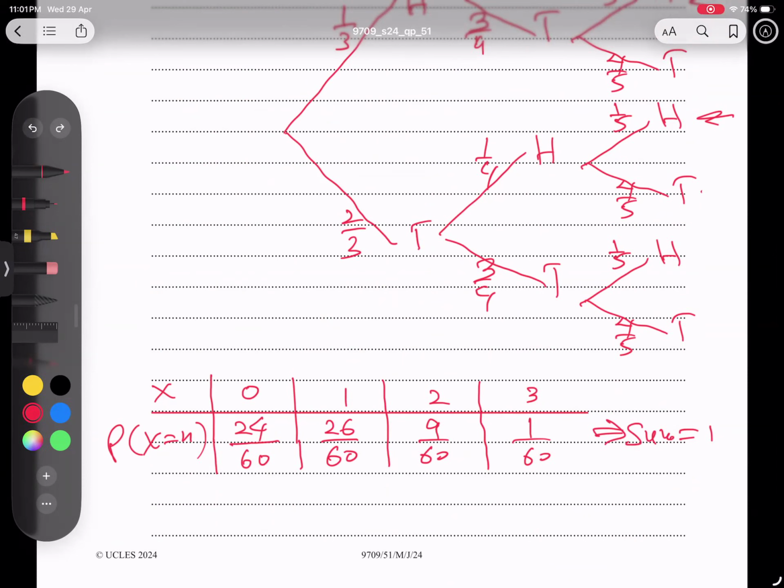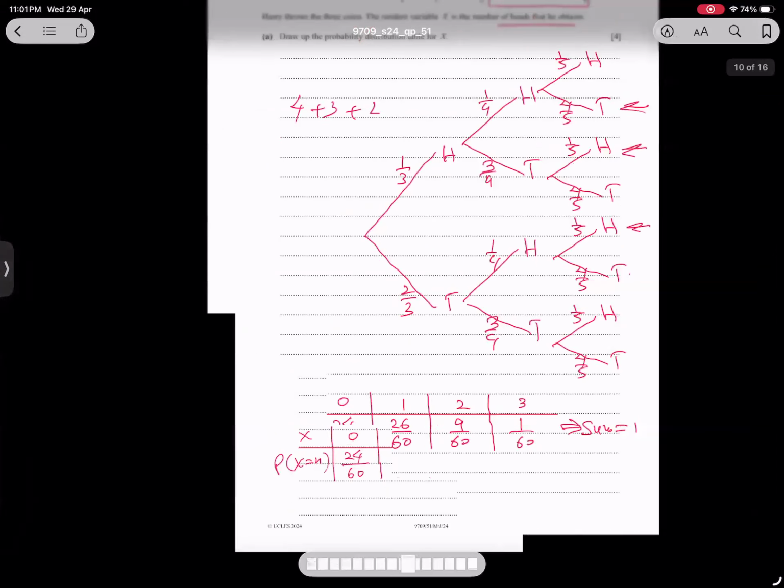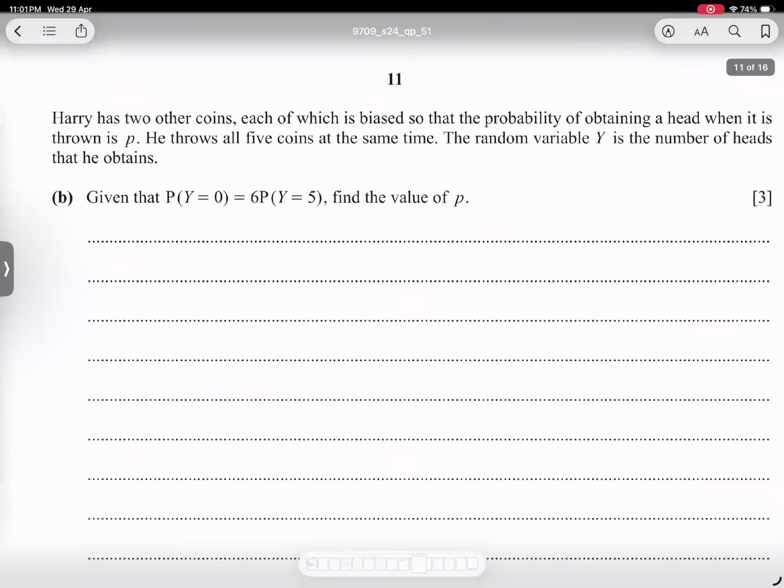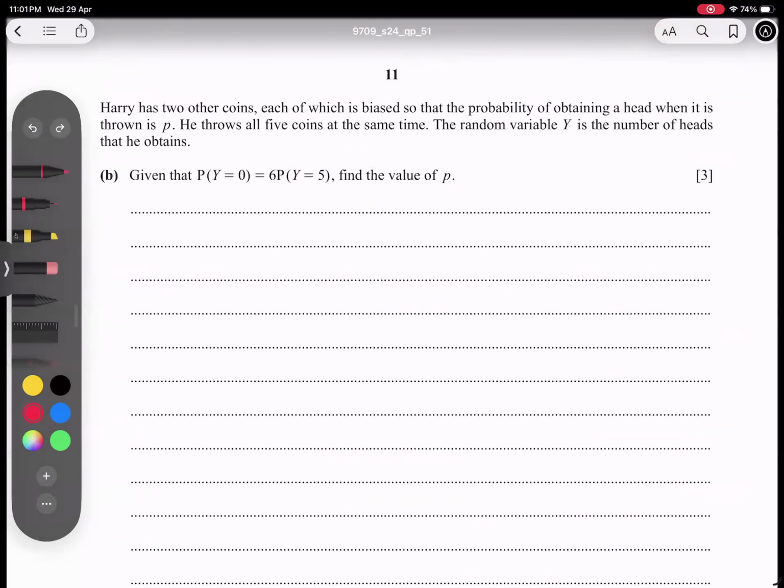Now let's go for the next part. He's saying Harry has two other coins, each of which is biased, so the probability of obtaining a head is P. Repeat again. It means the new two coins, the probability of obtaining a head for both is P. So both are having P. He throws all 5 coins at the same time, and the random variable Y is the number of heads obtained.